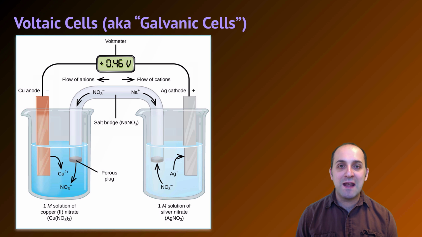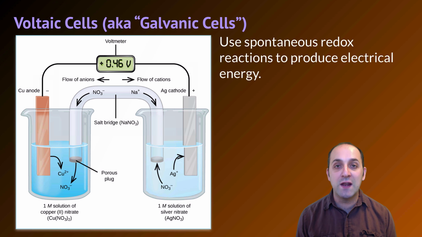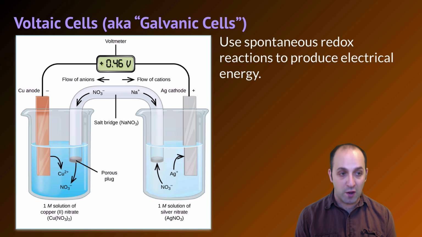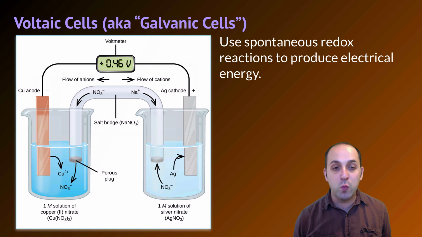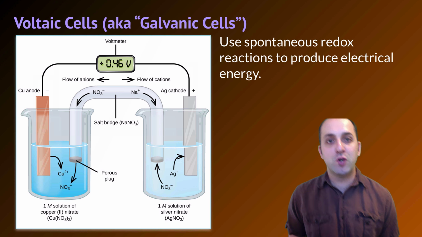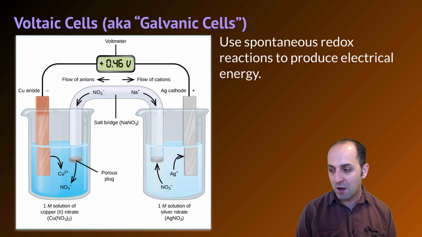The major spontaneous system that you need to be aware of here in chemistry is the voltaic cell, also known as the galvanic cell. A voltaic cell is going to use spontaneous redox reactions to produce electrical energy. We can see this here. There's a redox reaction taking place between these two metals, which is producing a voltage as indicated by the voltmeter.